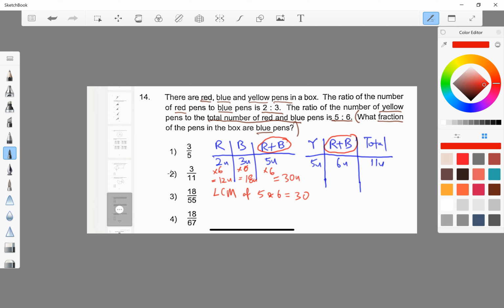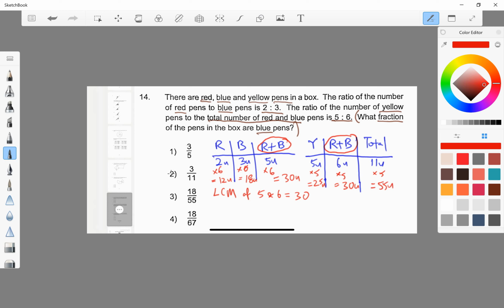Okay? What about the table on the right side? If I were to turn the R plus B, which is the red plus blue, into 30, I will have to multiply it by 5. Okay? Multiply it by 5. And if I choose to do that, my yellow will be 25 units. My R plus B, my red plus blue, will become 30 units. And my grand total will become 55 units.